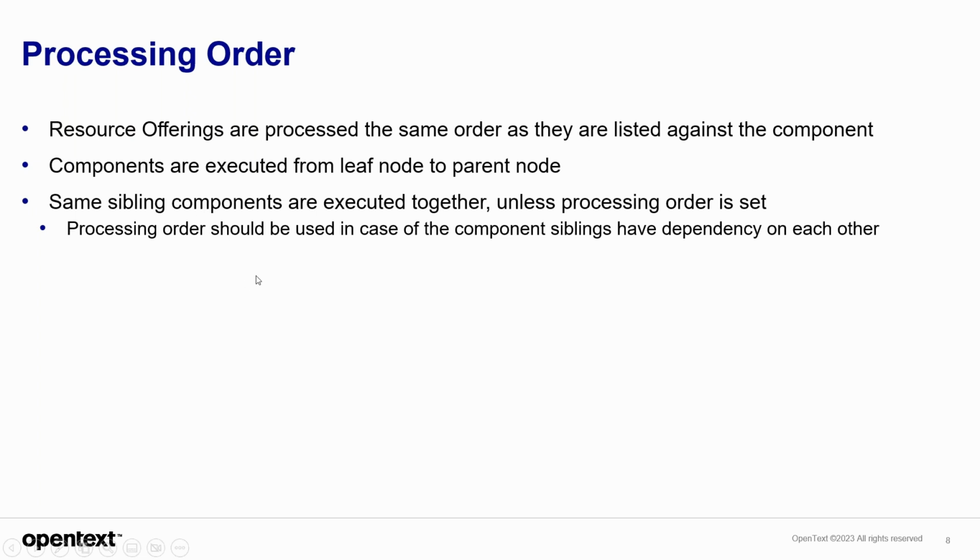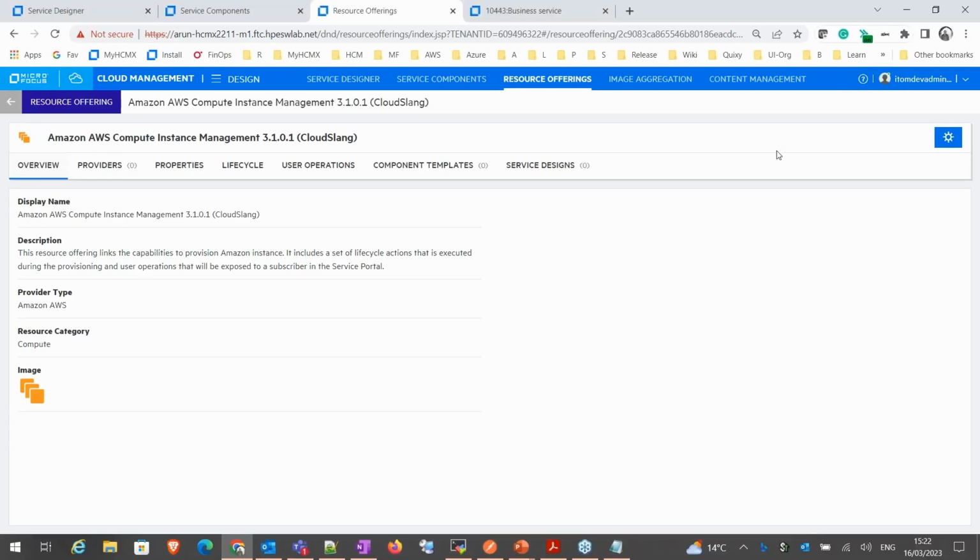And one last thing is if there are two sibling components, for example, if a parent has two child components, then both are executed together. So if you have two deploy actions, then both get executed together. In case you have dependencies, then you have to set the processing order value, which again I'll show in the demo, to make sure the first one gets executed first and the second one later, right? I'll also talk about the use case where you have to use the processing order on the component. Okay, so let me move on to the demo quickly.